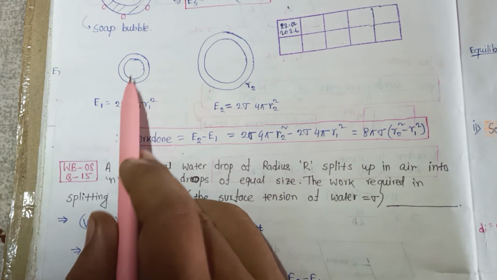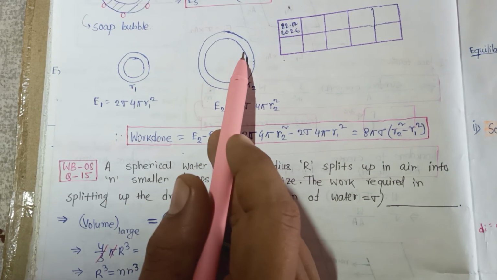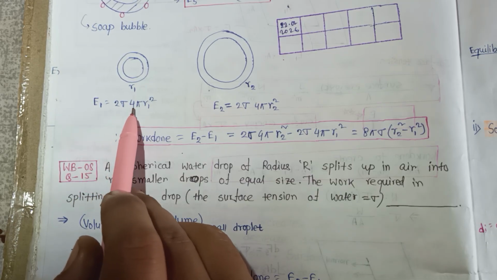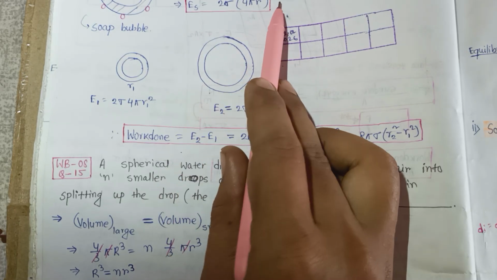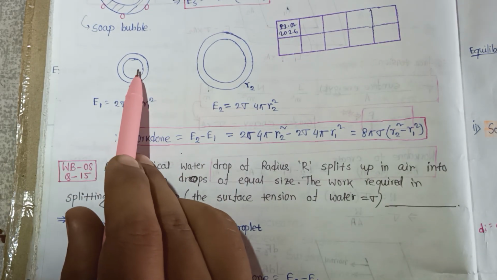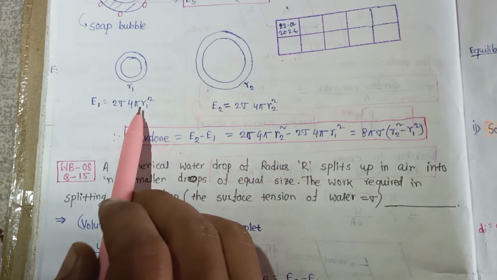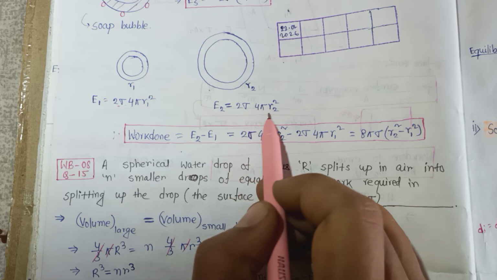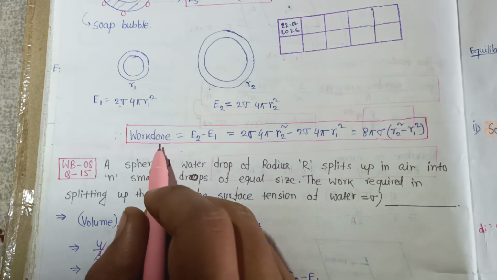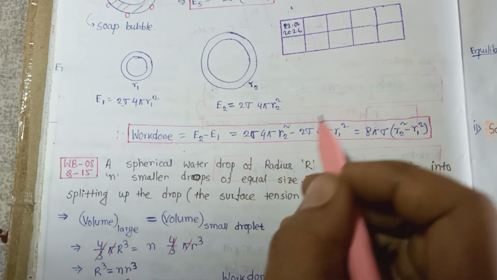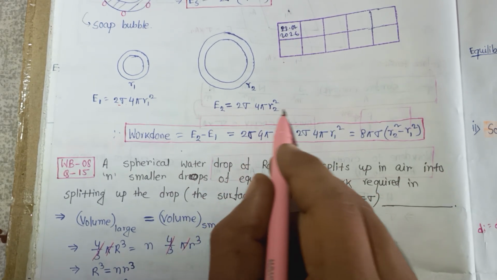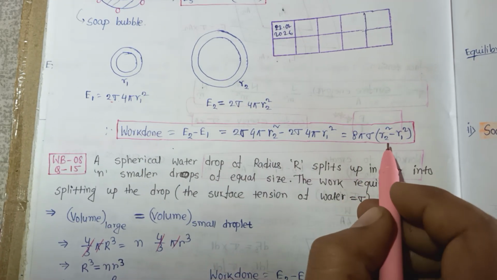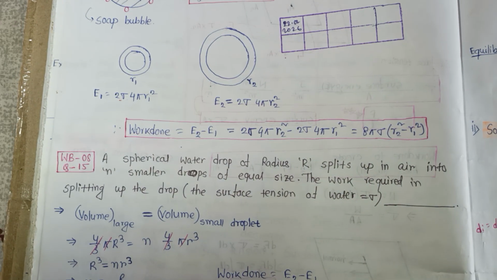So here there is a small soap bubble and there is a large soap bubble. For the small soap bubble, E1 is equal to 2 sigma 4 pi r1 square. We know that 2 sigma 4 pi r square. So here the inside radius is equal to the outside radius, that is equal to r1. So 2 sigma 4 pi r1 square, and here that is 2 sigma 4 pi r2 square. So what will be the work done? Work done is equal to E2 minus E1. So that is equal to 2 sigma 4 pi r2 square minus 2 sigma 4 pi r1 square. So that is equal to 8 pi sigma (r2 square minus r1 square). This is very, very important.